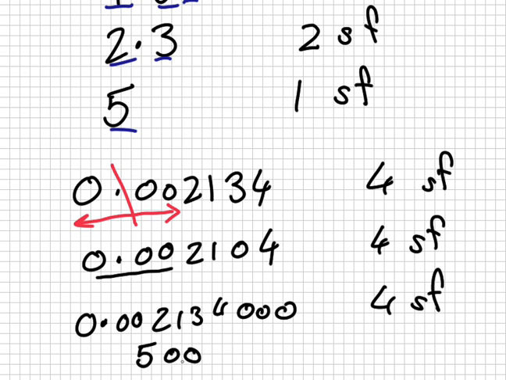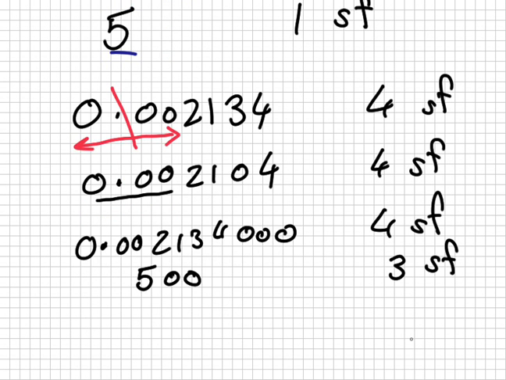What about this? 500. 3. Yeah. 500.00. Still 3. Okay. One more. 501.01. 5.